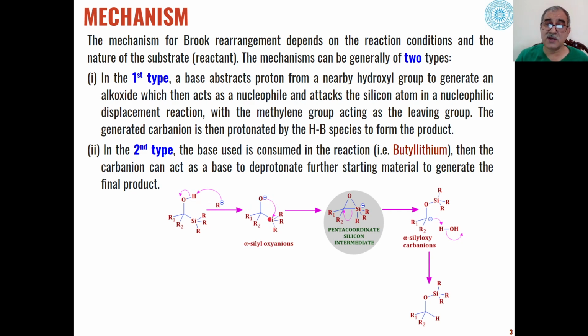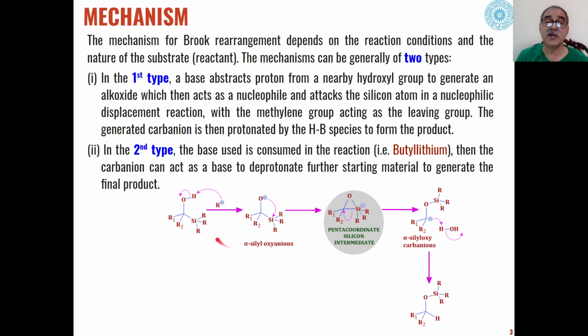Then this oxyanion will attack this silicon group, and a penta-coordinate silicon intermediate of this type will be formed, where silicon will have a negative charge. To neutralize this negative charge, this carbon-silicon bond will break, and we will get this type of alpha siloxy carbanion. And these alpha siloxy carbanions will abstract a proton from the solvent molecule like water, and we will get the products formed. So this is an example of 1,2 Brook rearrangement.